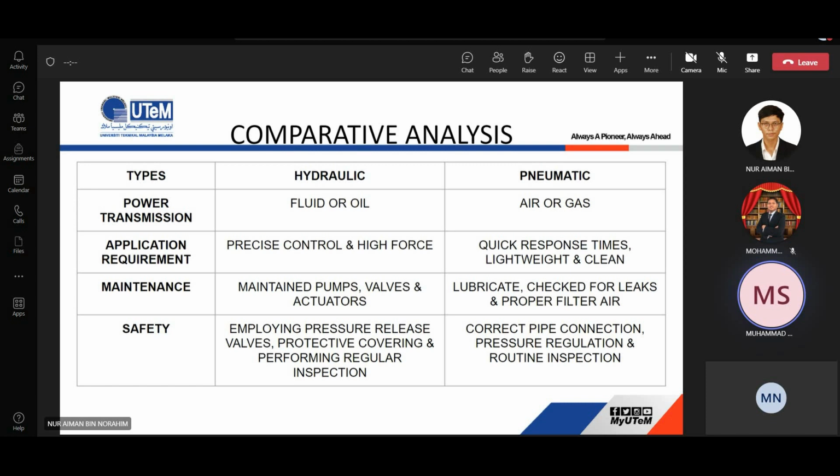And the last one is safety. Hydraulic employs pressure release valves, protective covering, and performs regular inspection, while pneumatic uses correct pipe connection and pressure regulation and routine inspection. Okay, continue.